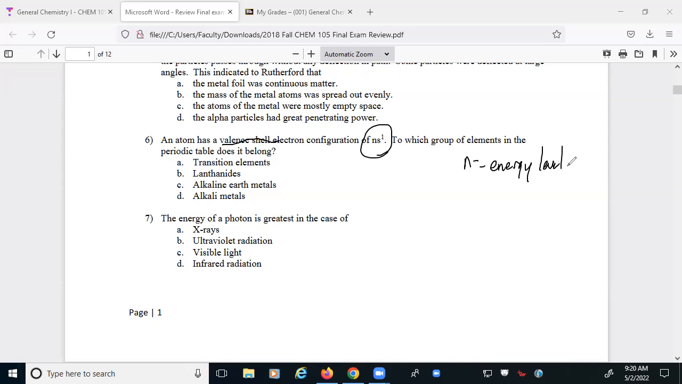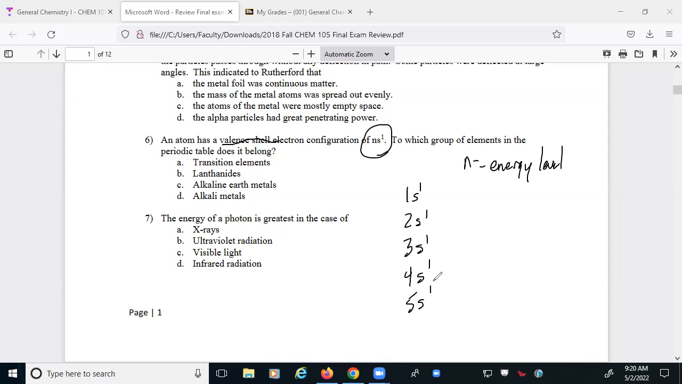More precisely, we call it the principal quantum number. But that principal quantum number describes the energy level. So what we are saying is that we have a valence shell, an outer configuration of energy level s1. So we're talking about 1s1, 2s1, 3s1, 4s1, 5s1, and so on.